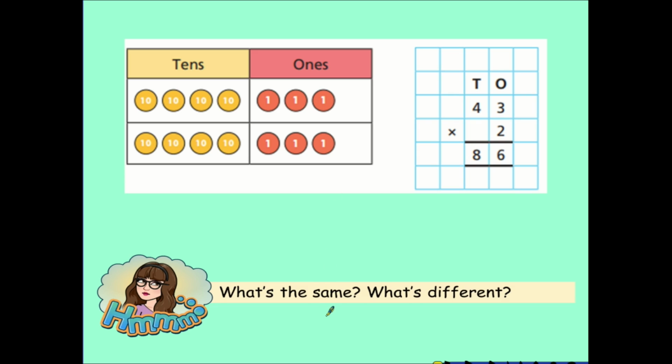What's the same about these two calculations? Well, first of all, they're showing me the same thing. Both of them are showing me 43 times 2. So what's different? This one is using concrete resources, place value counters, to show me. It's a pictorial representation. That means a picture to help me. Whereas this one is a written calculation. This is a written method. This one means I need to use my place value, but this one shows me my place value in front of me. Which one do you think is going to be more efficient? Especially if we're multiplying by a bigger number, like 9. What's going to be more efficient for you to use in lesson?